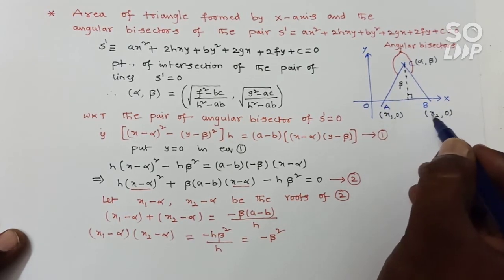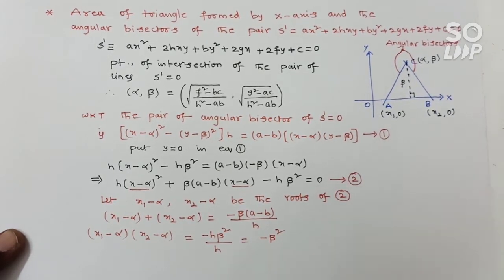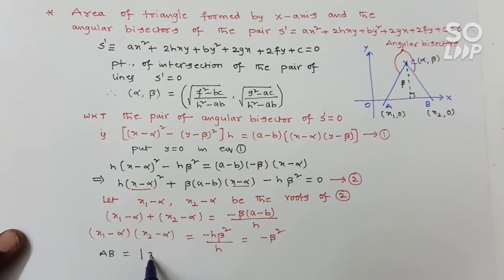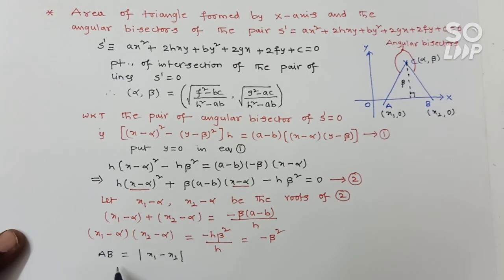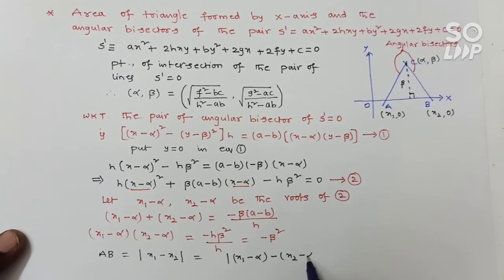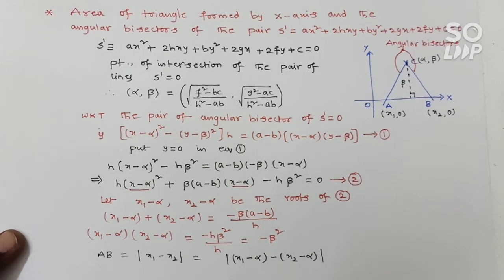AB length will be equal to modulus of x1 minus x2. How can we find this value? AB is equal to modulus of x1 minus x2. So here, adding and subtracting alpha, it becomes modulus of (x1 minus alpha) minus (x2 minus alpha). Now this is in the form of a minus b.